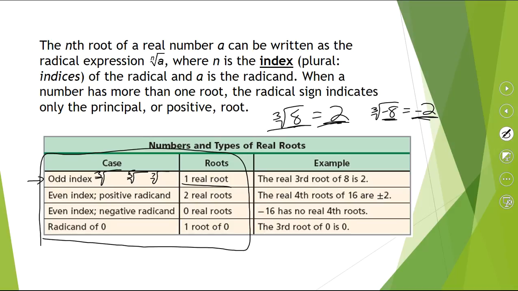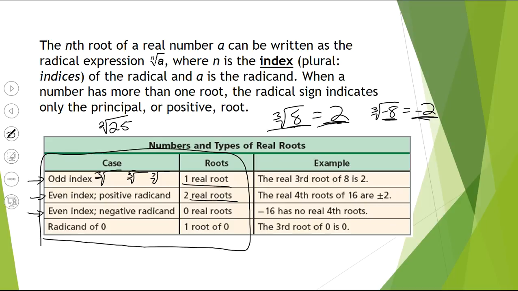That's for odd indexes. An even index with a positive radicand, the number inside the radical, would have two real roots, and we've already looked at that, like the square root of 25. It's an even index because it's technically a square root, right? And it had both positive 5 and negative 5, two real roots. So anytime you have an even index with a positive number on the inside, you technically have two real roots.